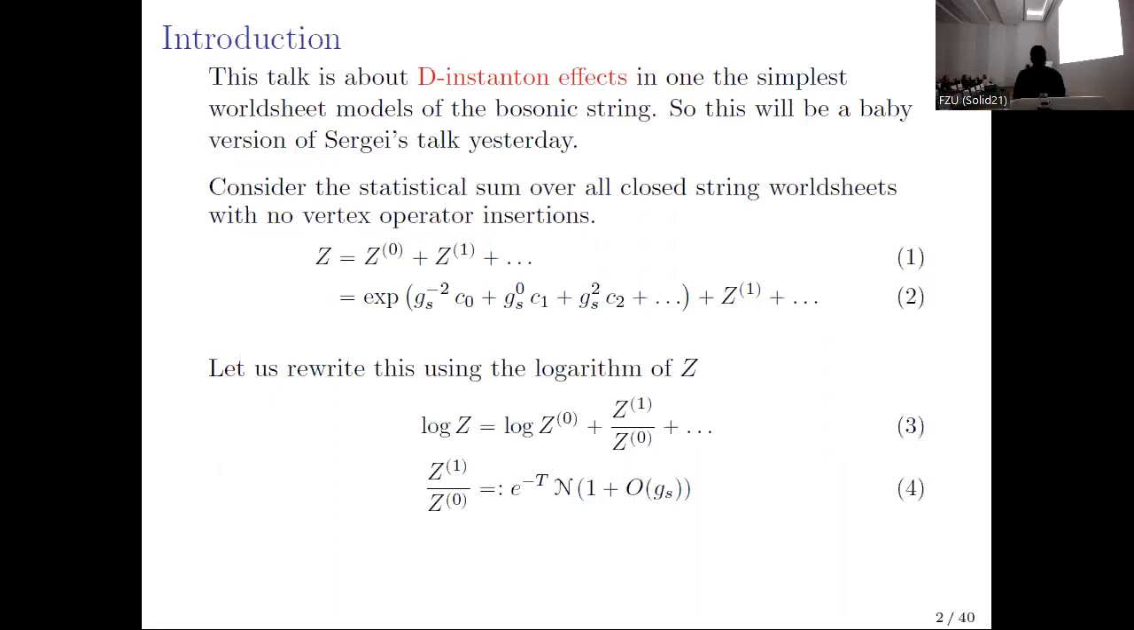Okay, and I just want to write this using the logarithm of Z. So when we take a logarithm, Z0 is bigger than Z1. So you pull out a Z0, and then the next term is Z1 over Z0. One brane, one instanton. And then there will be a Z2 with 2 instantons, 3 instantons, and so on.